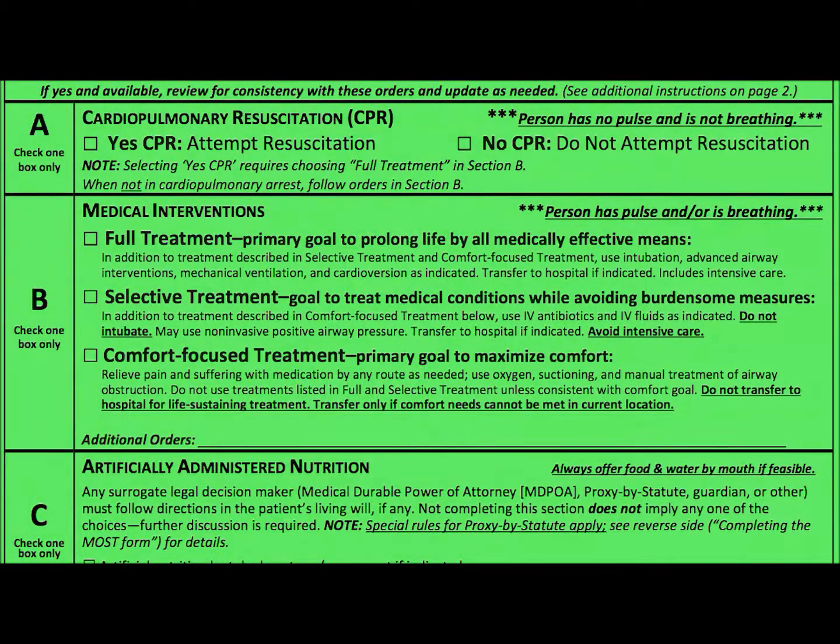Selective treatment, the underlying part is avoid intensive care. That's when people are maybe in a position where they are willing to receive some additional care and maybe would want IV antibiotics or fluids or whatever. And then the third section, comfort-focused treatment. This section is where they're wanting to stay in the place they're in to really allow for a natural death.